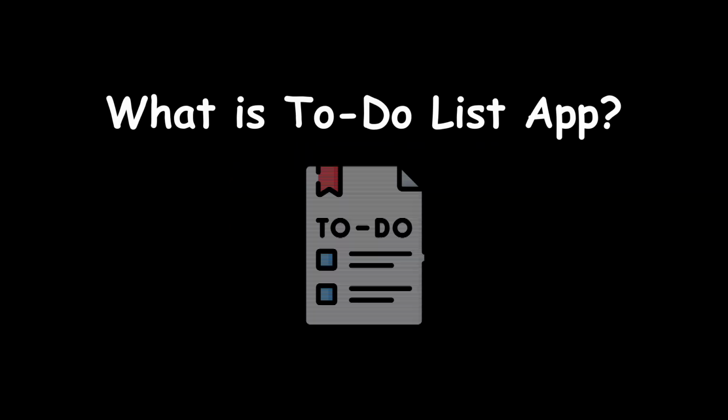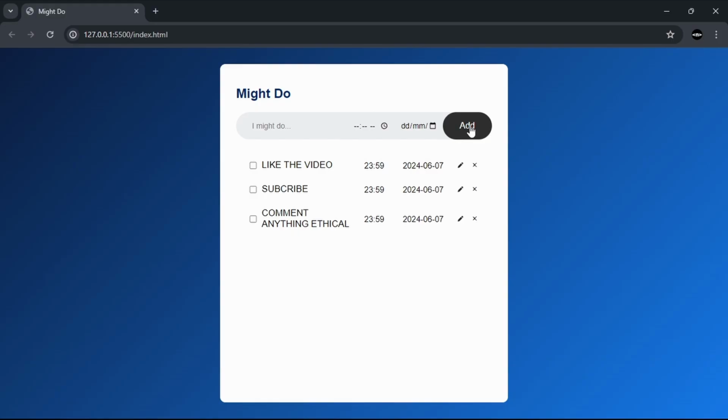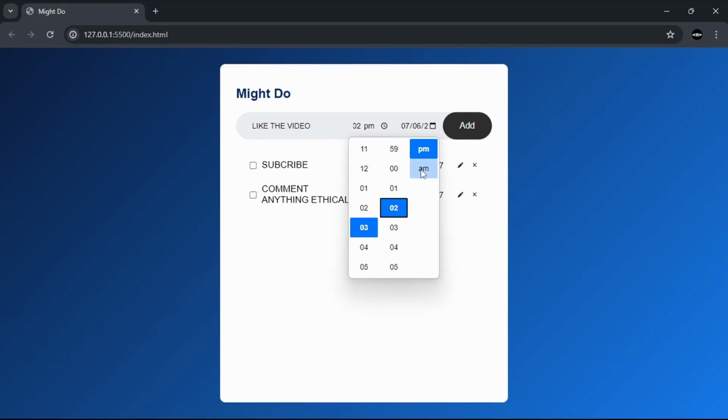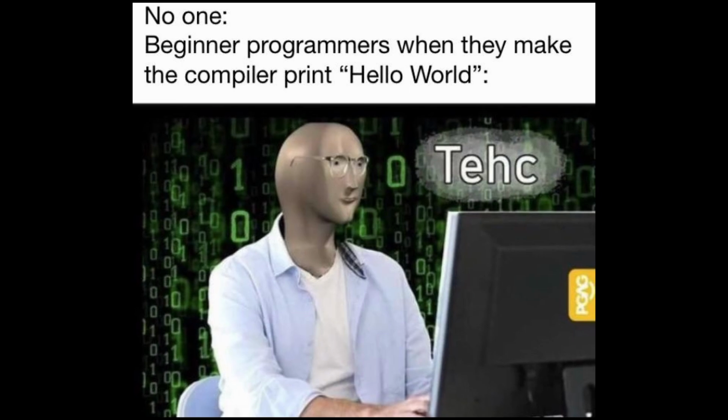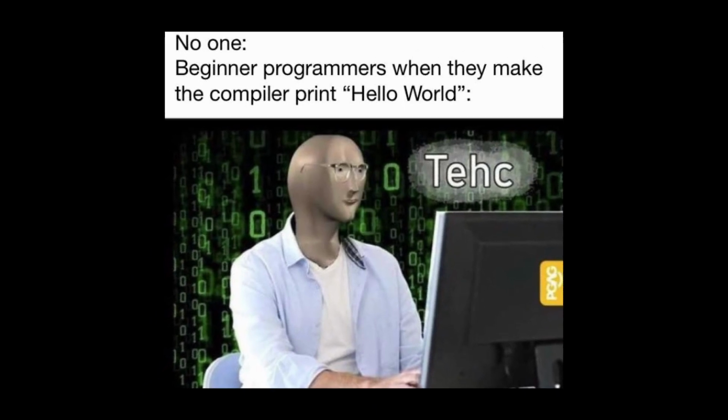What is a to-do list app? Just in case someone out there does not know, a to-do list app is exactly what it sounds like. An application that helps you create and manage a list of tasks you need to complete. Simple, right?